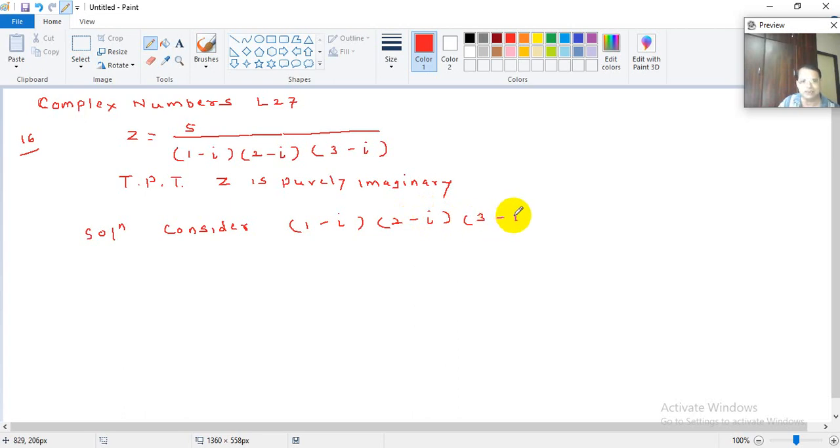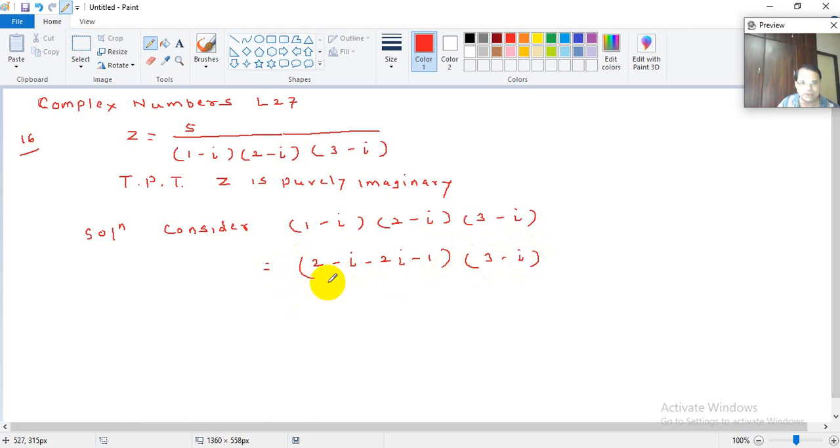You can calculate this. This is just product of 3 complex numbers. So first we make product of these two. So it is 1 into 2, that is 2. 1 into minus i, so minus i. Minus i into 2, so it is minus 2i. And minus i and minus i, so plus i squared. But i squared is minus 1. So this is what that product means. And into 3 minus i.